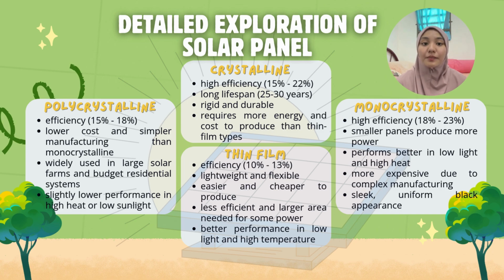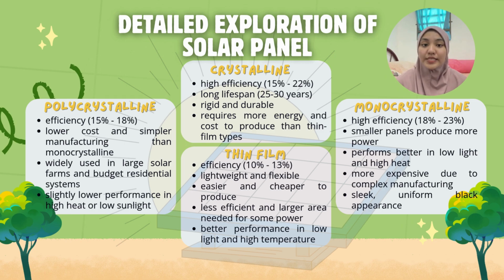Monocrystalline cells are made from a single crystal of silicon, giving them a smooth black appearance. They have the highest efficiency, usually between 18 to 23%, and perform well even in low light or high temperatures. However, they are also the most expensive due to the complex manufacturing process.